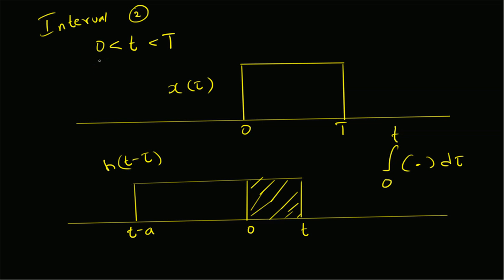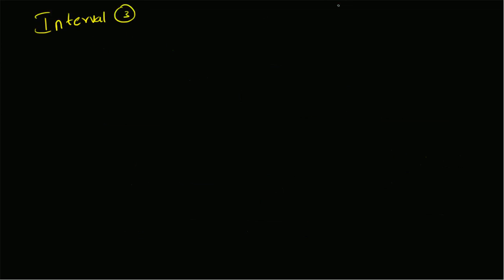Now consider interval 3. In the previous interval, the value is from 0 to t, that is, t is from 0 to capital T. So in interval 3, the limits are from capital T to small a, that is, the value of small t is between capital T and a. We are assuming capital T is less than a. So in that case, the signals will look like the following.